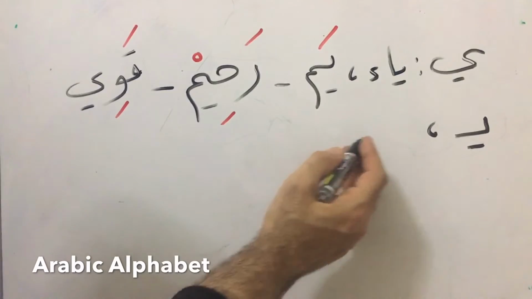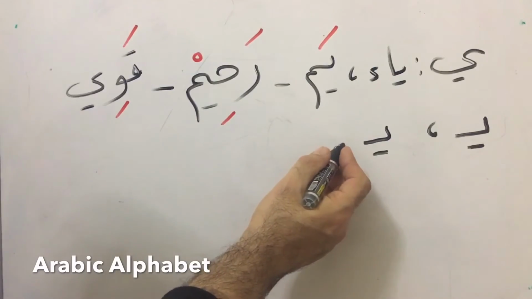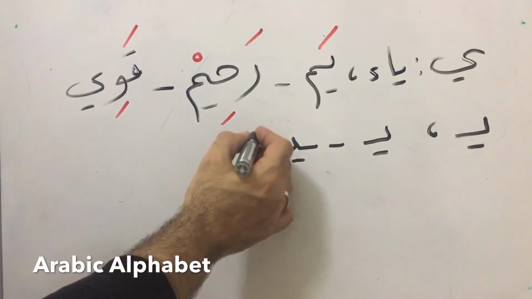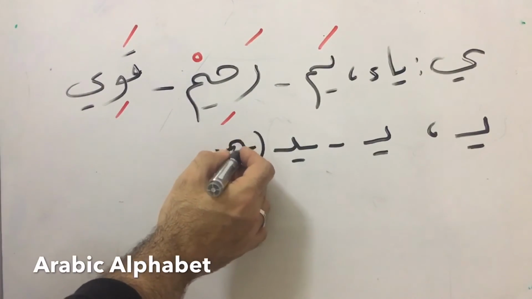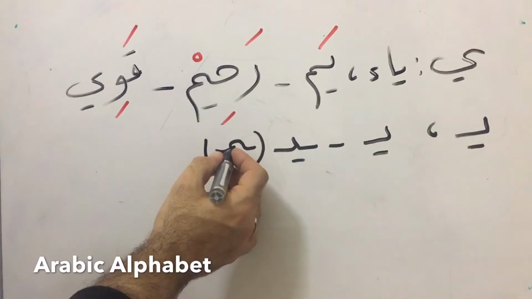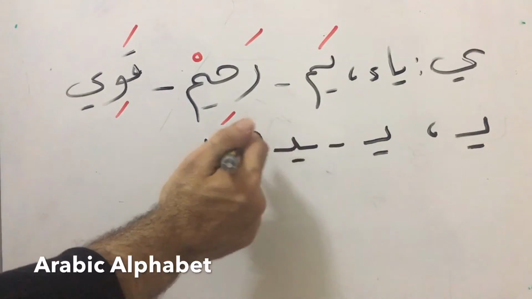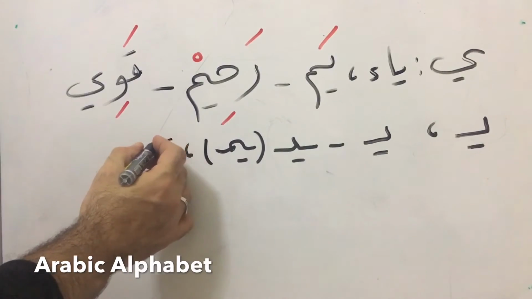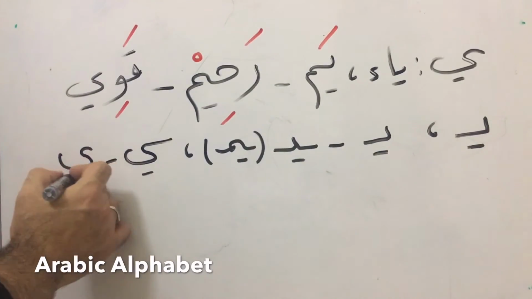At the middle of the word, it is either like this, if it is separated from the letter before, or like this, if it is joined with the letter before and after. We can write it like this if we join it with meem, for example, as we have seen there. But this is the normal way of writing Ya at the middle of the word. At the end of the word, it is either like this, if it is joined with the letter before, or like this, if it is separated.